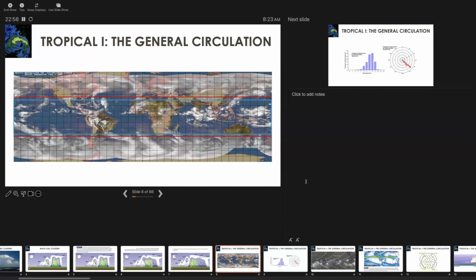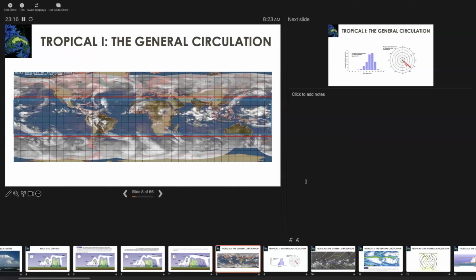The other thing just to mention off this slide as we get going is that this band here between 30 degrees north and 30 degrees south represents exactly 50% of the surface of the planet. So the tropics are big, right?